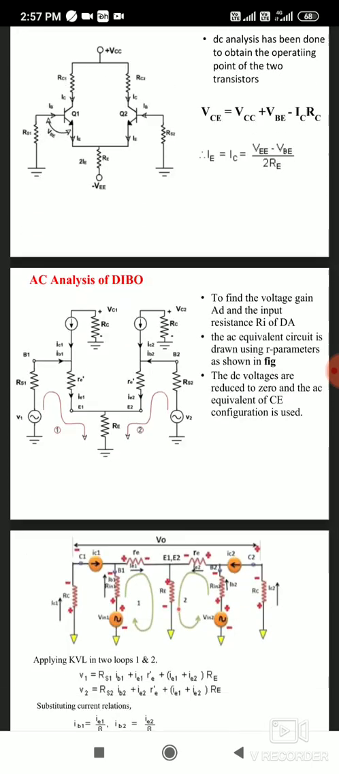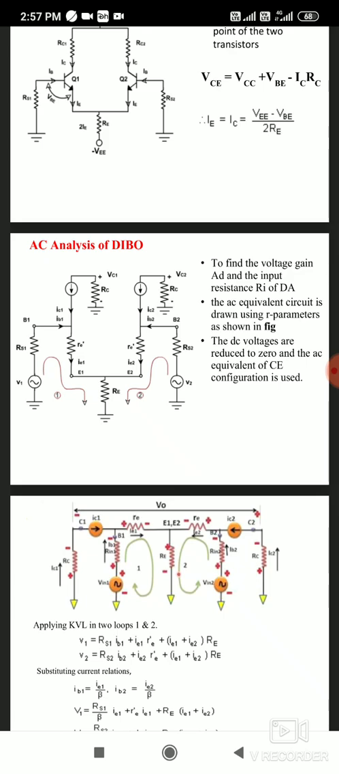Okay. So within 5 minutes we can start the AC analysis of DIBO. We will see the basics of this AC analysis, then we can stop. So what will be the basics of AC analysis? Why is it required? What do we have to do? Which two expressions do we have to find out? So that we can discuss, then we can stop for today.